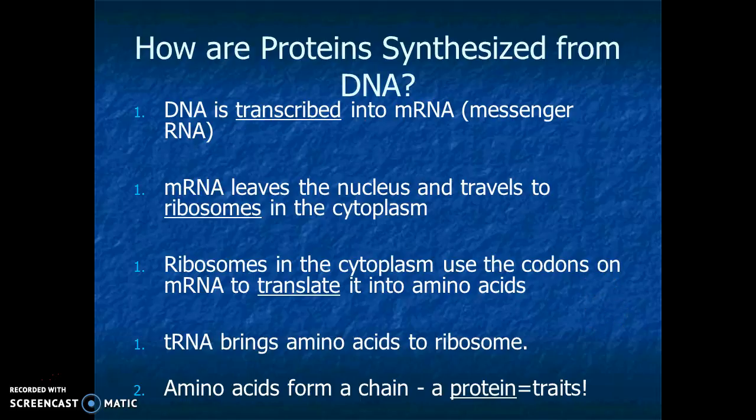So how are proteins synthesized from DNA? I'm going to go back through, review. DNA is transcribed, that's a vocabulary word, transcribed into mRNA. mRNA leaves the nucleus, it's able to leave, and DNA can't, and travels to the ribosomes that are floating around in the cytoplasm. The ribosomes in the cytoplasm use the codons on the mRNA to actually translate that into amino acids. So you have transcription and translation mentioned in here. The tRNA hairpin molecules bring the amino acid little balls to the ribosome. The amino acids form a chain. If you guys remember in that one image, it was polypeptide, and those polypeptides are proteins.